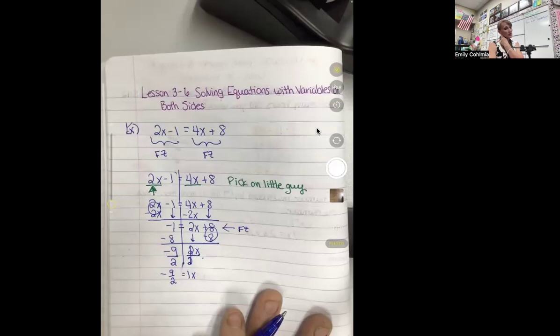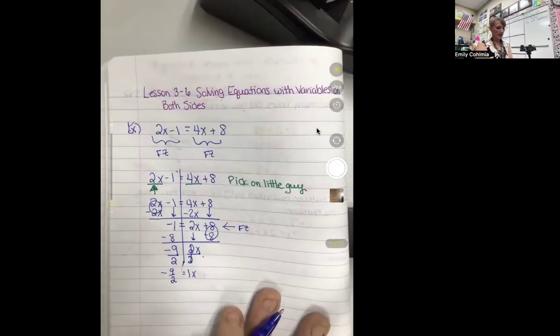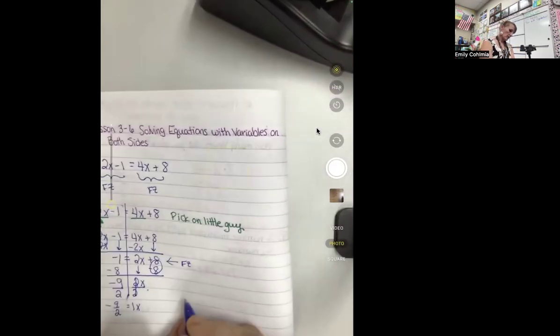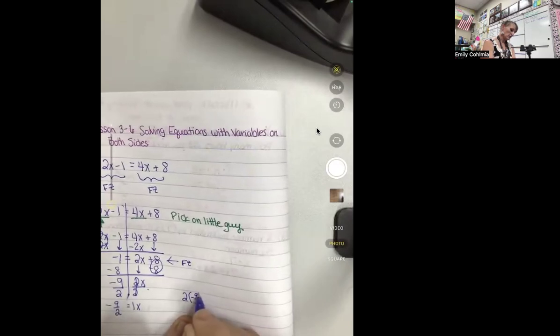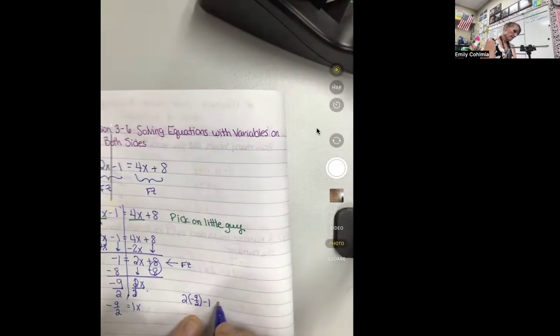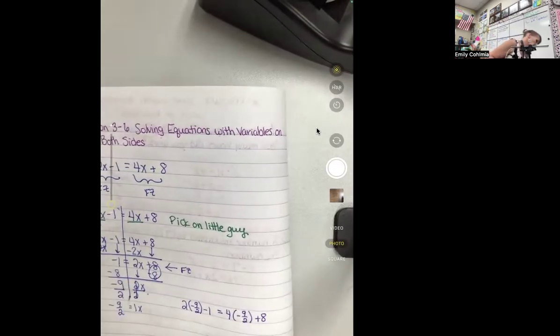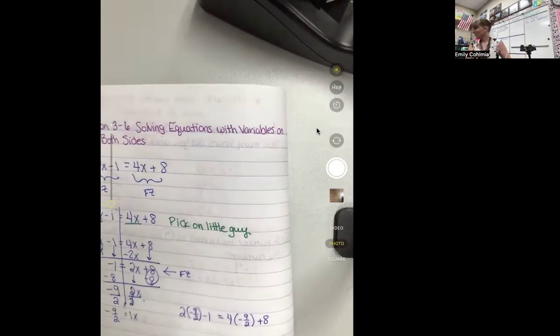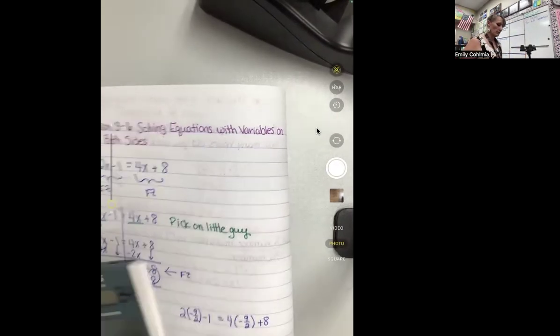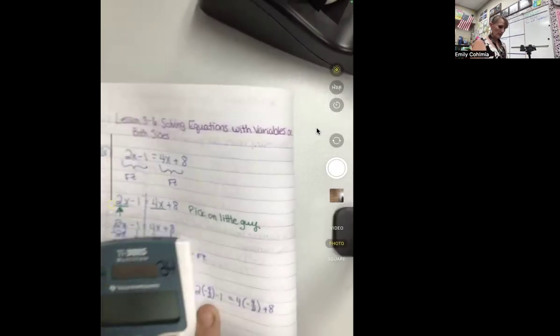So then the last one was to check. The last step was to check. So we're going to come in here and we're going to put 2 times negative 9 over 2 minus 1 should equal 4 times negative 9 over 2 plus 8. And to do this super easy, we're just going to use our calculator. I'm going real fast here. And I'm going to plug in this side.